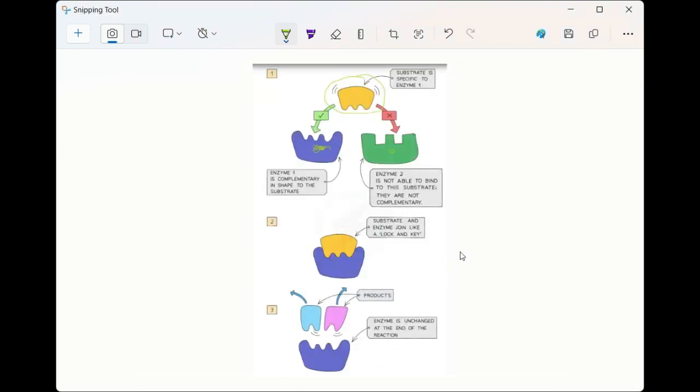So enzymes are proteins that can act as biological catalysts. This means they can speed up digestion inside of your body. To begin with, we have this yellow substrate over here. This could be carbohydrate or fat, it doesn't really matter. But you can see how there are two different enzymes, the blue one and the green one.